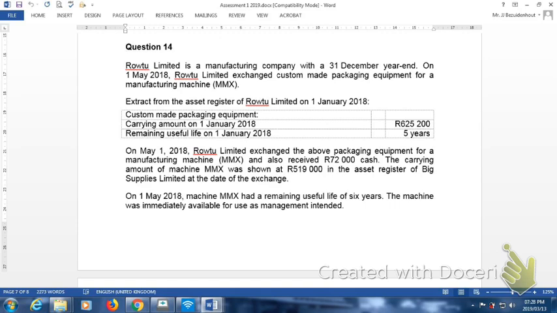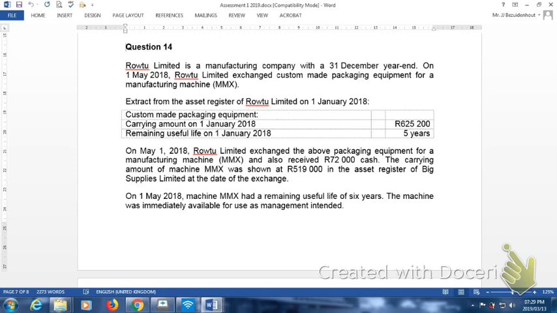Now you have question 14 in front of you. In this case, it was a barter transaction. We exchanged a custom-made packaging equipment for another machine, and all you had to do is first realize at what amount we are going to transfer this asset. Usually the rule says the new asset will be brought into your books at the fair value of the asset given up, plus or minus any cash received or paid.